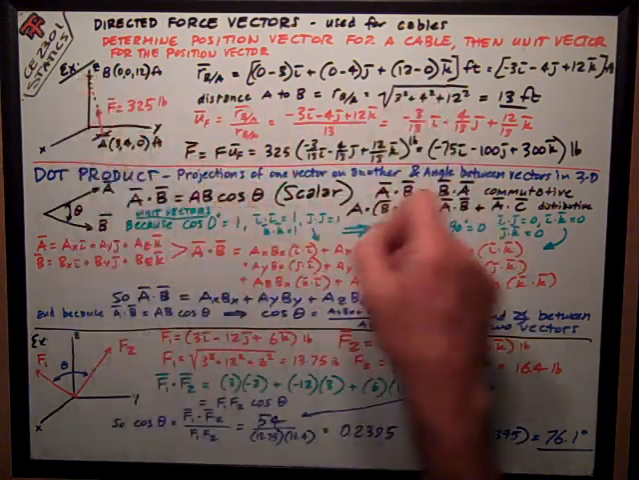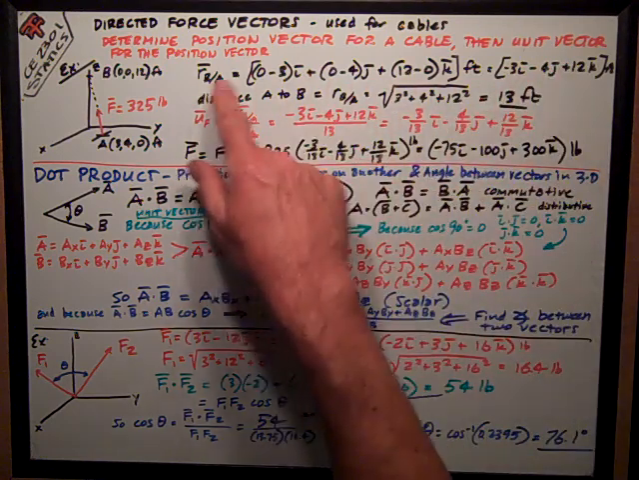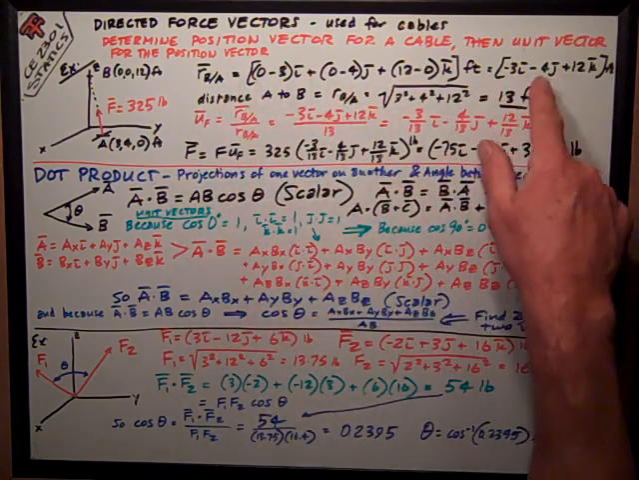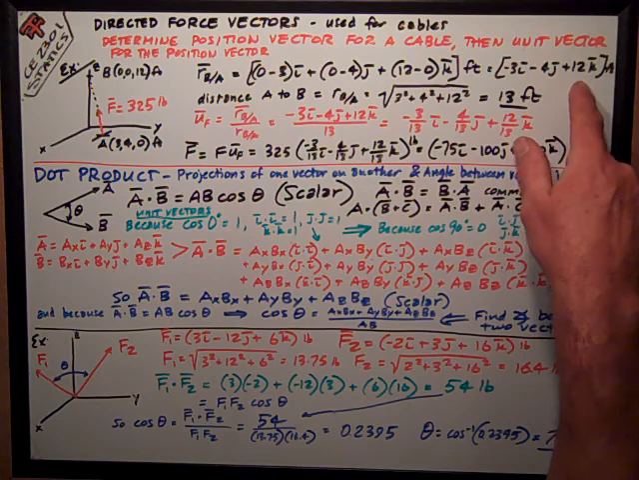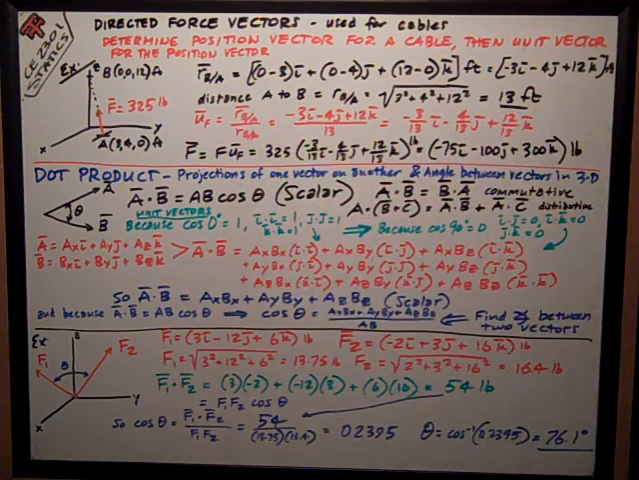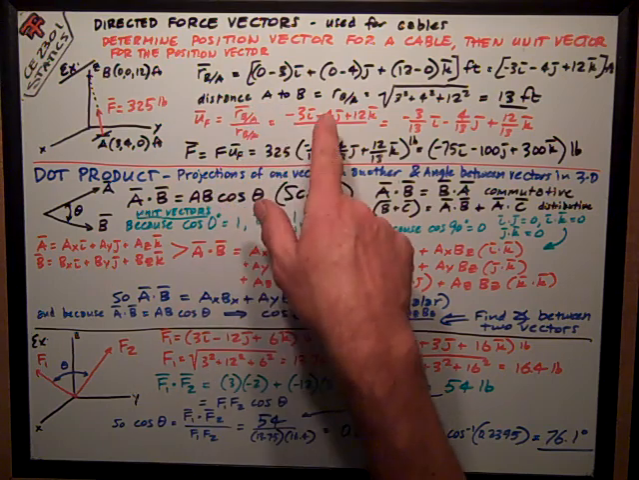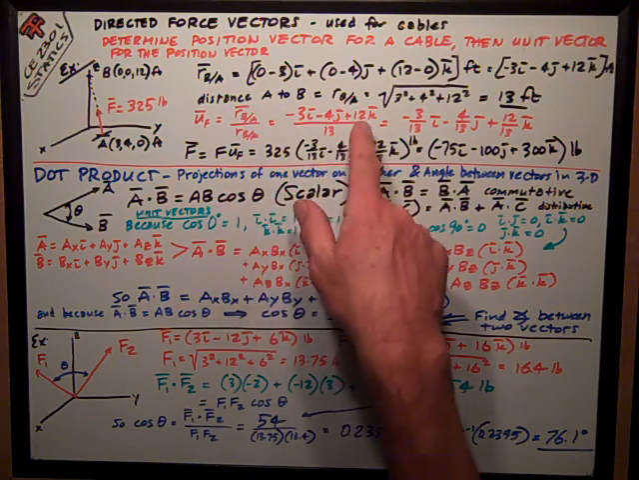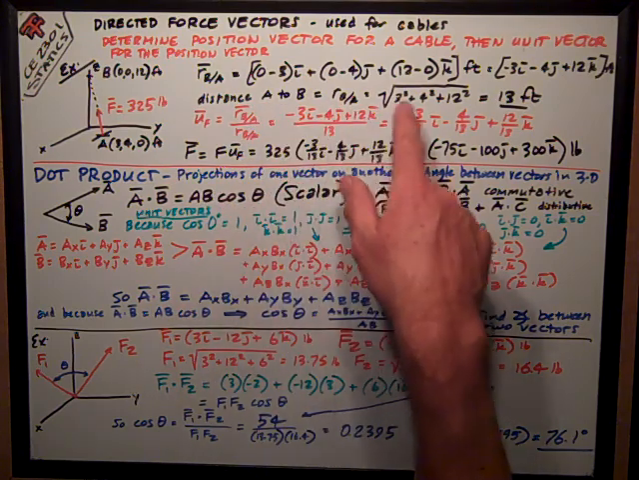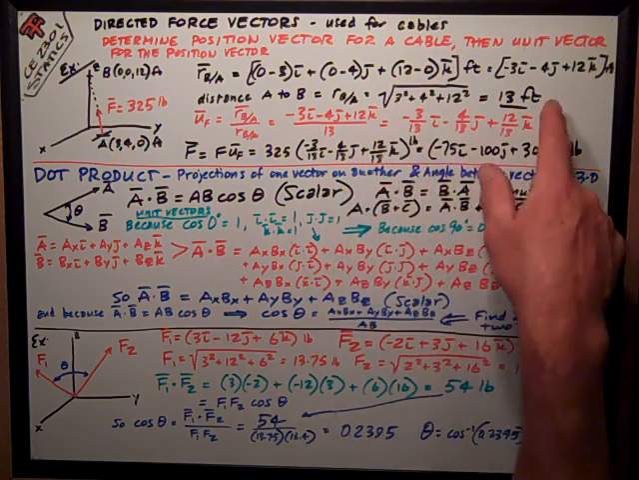Units are feet. So that means my position vector RBA is equal to negative 3i minus 4j plus 12k. I can figure out the distance from point A to point B as just the scalar magnitude of this, which is the square root of the sum of the squares, 13 feet.